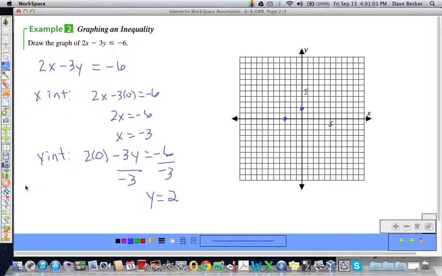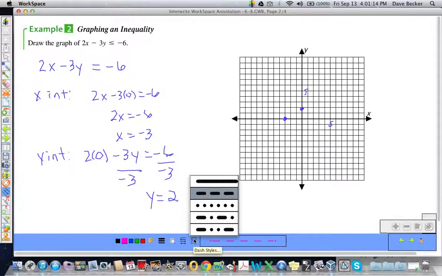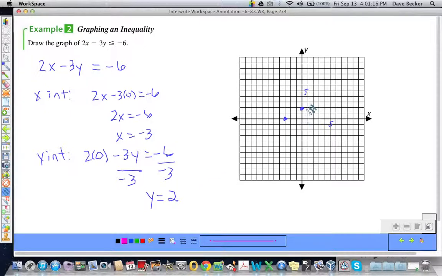Then I need to go to my line tools again. But this time, if you look, it's less than or equal to. And that means the line is part of the solution. So to indicate that, I use a solid line, maybe about here.